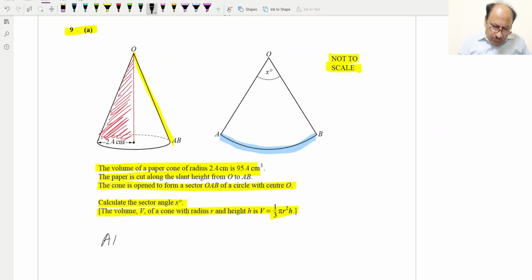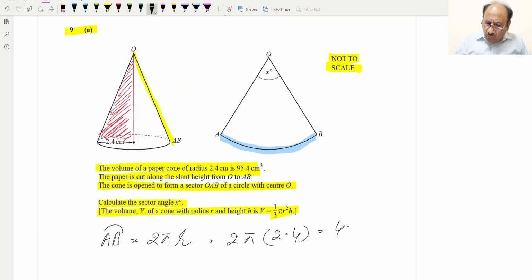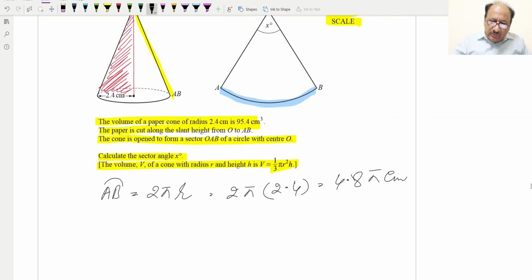So the AB arc will be equal to 2 pi r, and this is equal to 2 pi into radius 2.4, and this is equal to 4.8 pi. This will be in centimeters. We got the length of AB after calculating it. Now what we can do, we can basically find this.